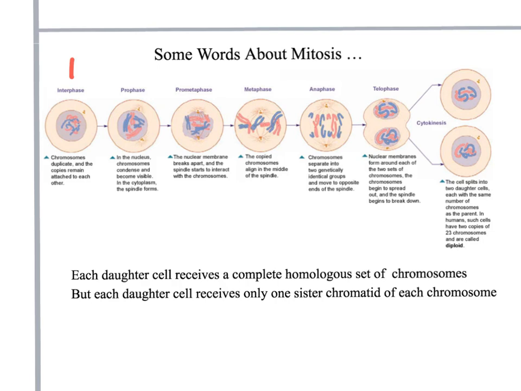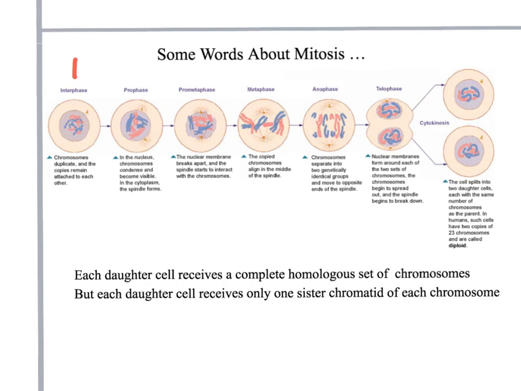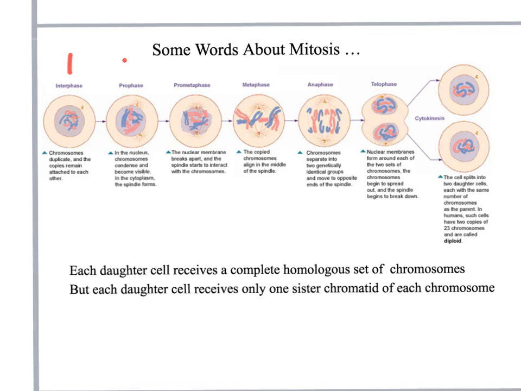That's when the chromosomes duplicate, and the copies remain attached to each other, though. So in interphase, you duplicate your chromosomes, but they're still attached. They're still paired up with who they need to be paired with. And then in prophase, in the nucleus, chromosomes are condensing here, and this is the first time that they're visible. So prophase is the first time that your chromosomes can actually be visible under a microscope.